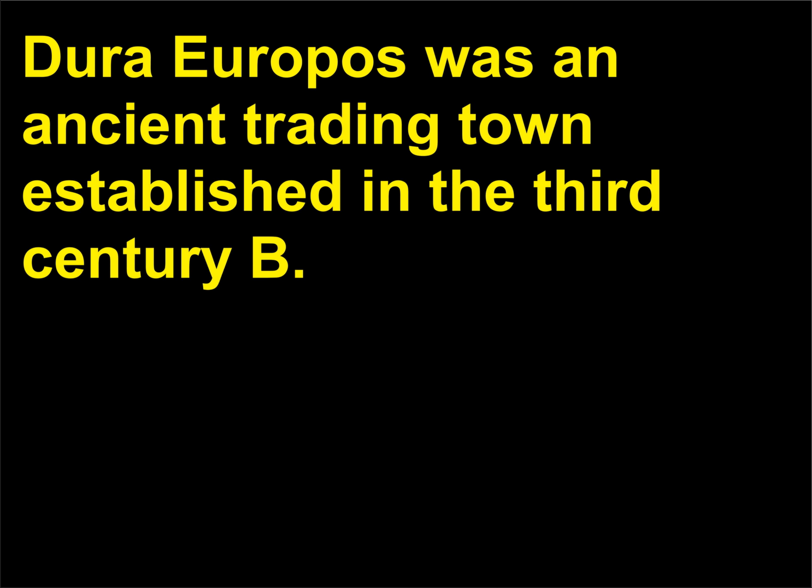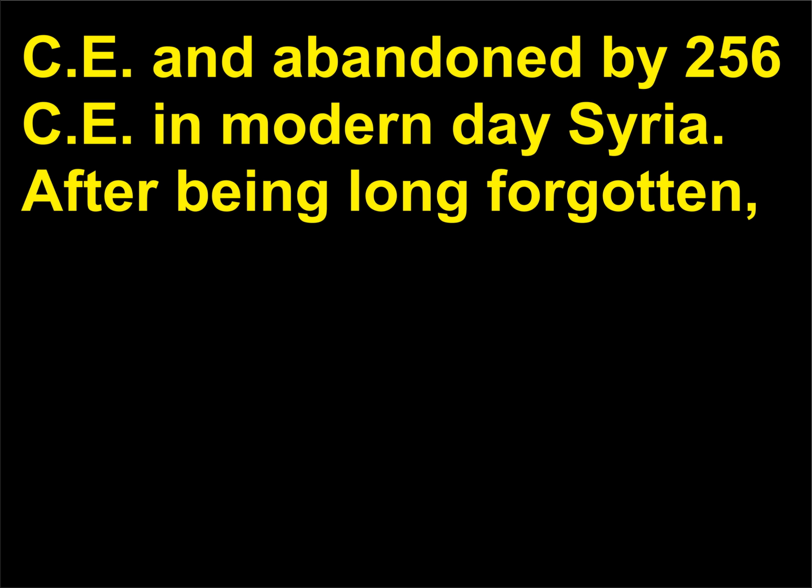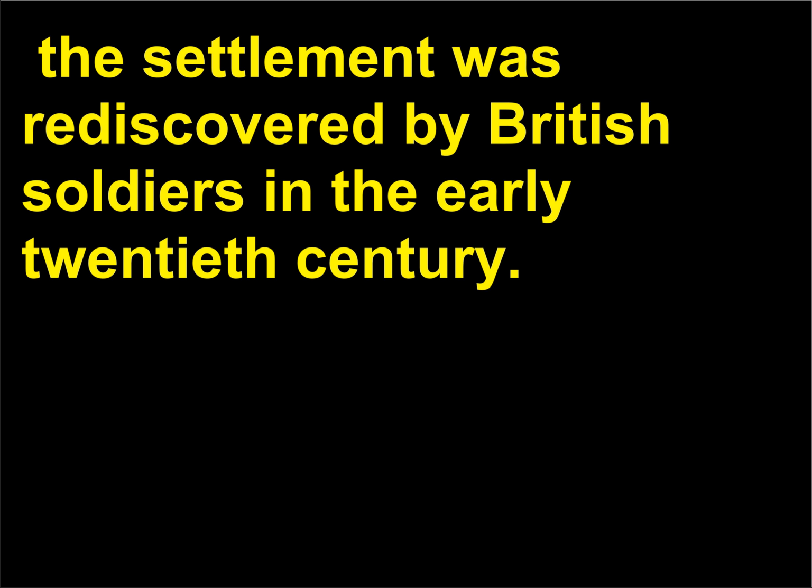Dura Europos was an ancient trading town established in the 3rd century B.C.E. and abandoned by 256 CE in modern-day Syria, after being long forgotten. The settlement was rediscovered by British soldiers in the early 20th century.